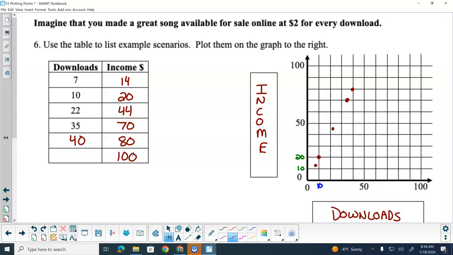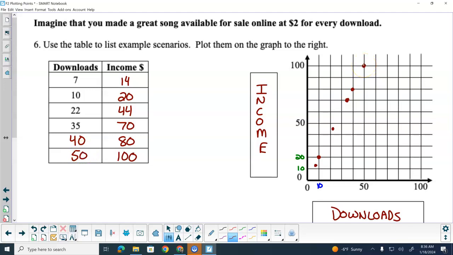Okay? So, Izzy, if you've got $100 in your pocket, how many songs got downloaded? No? Went the wrong way. If you've got $100 in your pocket, how many songs got downloaded? What times 2 gets me 100? You almost said it. You were so close. 50, right? Okay? That's what I said. So 50, 100 would be right there.